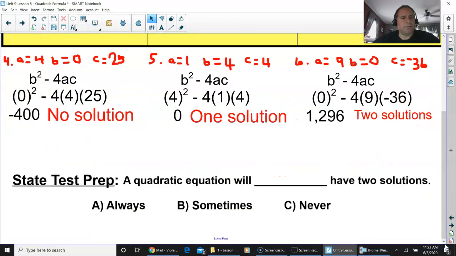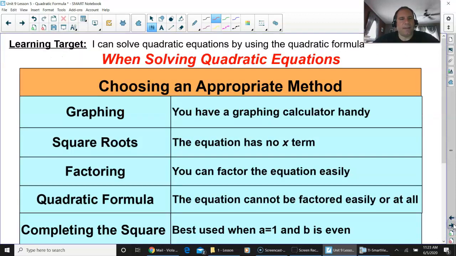State test prep: a quadratic will blank have 2 solutions. Always, sometimes, or never. I'll give you 2 seconds to answer that. Think of your answer. All right, so a quadratic will always have 2 solutions? No, it's not always going to have 2 solutions. We already have one solution, no solution, and 2 solutions. Does it never have 2 solutions? No, we can have 2 solutions. So sometimes is your answer, and that was an easy one.